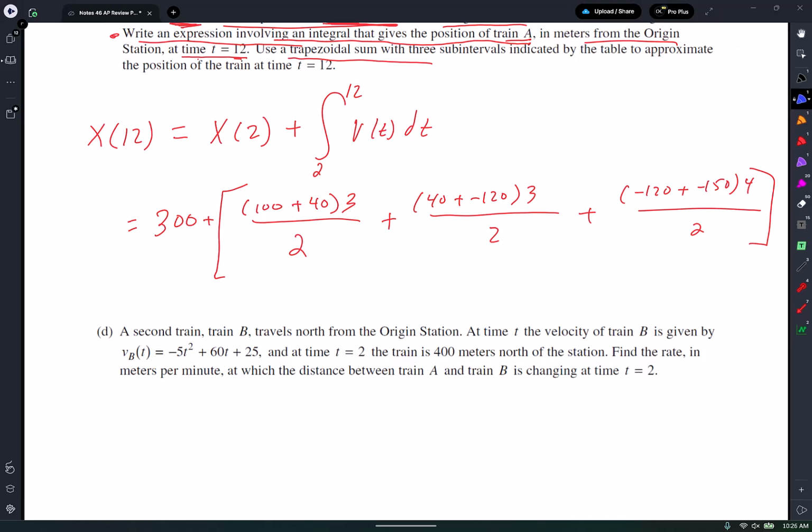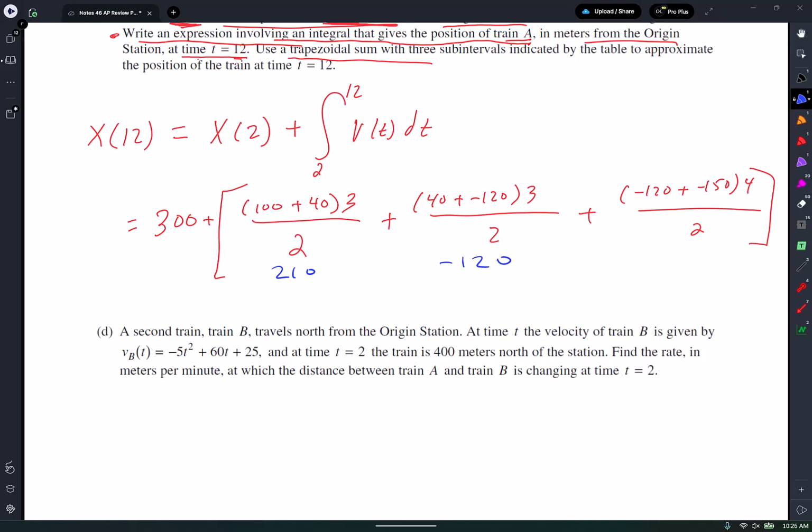Let's see. 100 plus 40, that is 140. And I'm immediately going to divide that by 2. What's 140 divided by 2? 70. And 70 times 3? Yeah, 7 times 3 is 21, so 210. Put 210 down there. Let's see. 40 minus 120. What's that? Negative 80. Negative 80 divided by 2, negative 40, times 3. Negative 120.